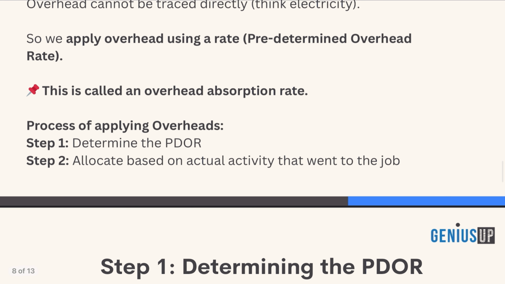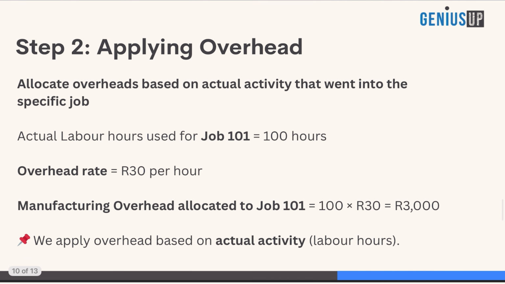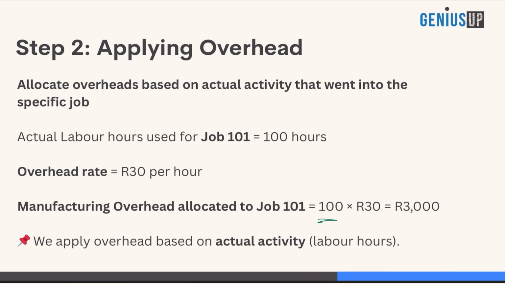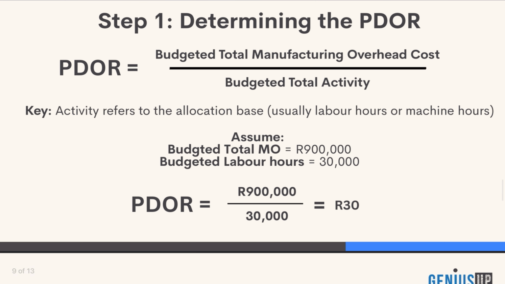Really key to remember that in the process of applying overheads, step number one, you determine the predetermined overhead rate. Step number two, you allocate based on actual activity that went to the job. So in this case, we're saying this is actual activity times the predetermined overhead rate of 30 rand, which we determined by saying total budgeted manufacturing overhead cost divided by budgeted total activity. Really important, budgeted total activity.